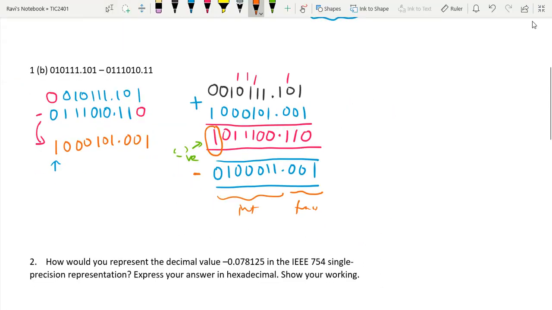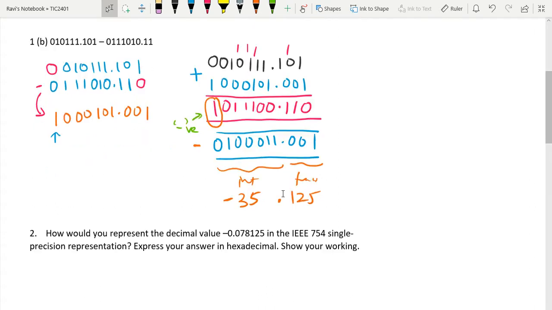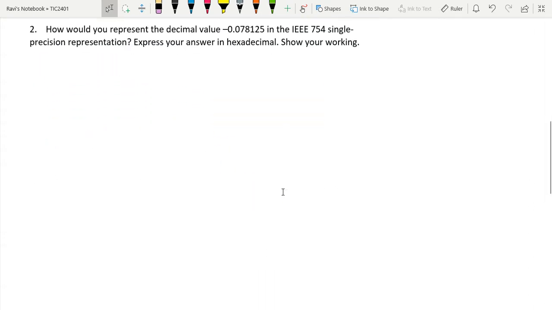So for the integer part of this, you will get 35, and the fractional part of this will be 125. And since the most significant bit was a 1, you need to put a negative sign in front here. So that is your question 1. Hope it's clear. Now let's look at question 2.